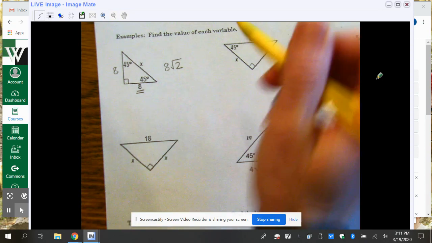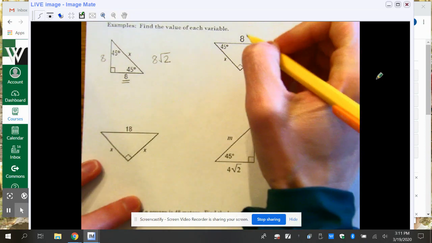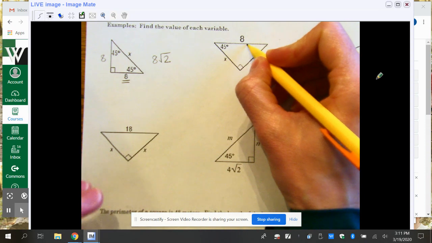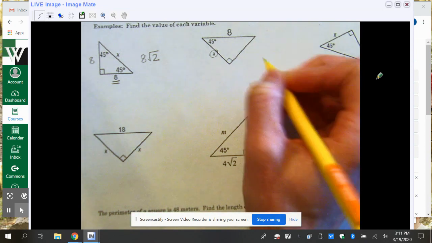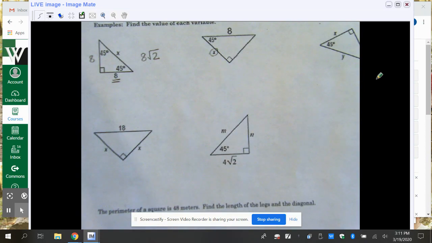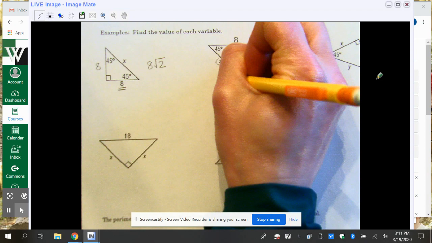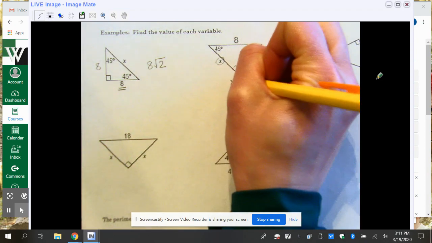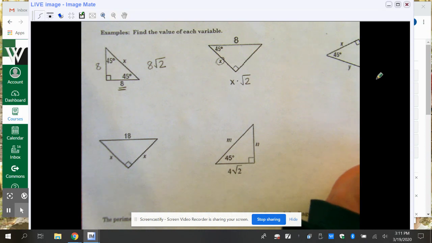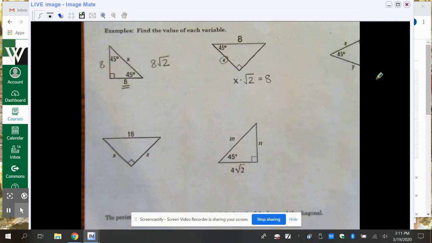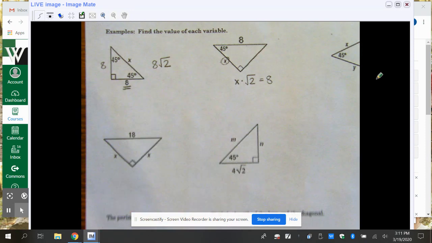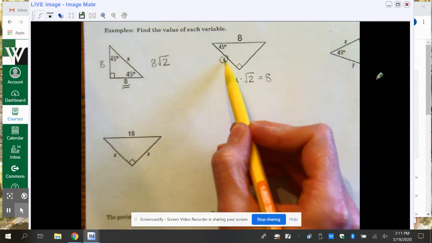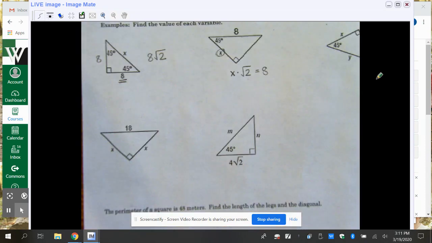Sometimes, though, we'll have to work backwards. So this right here is our hypotenuse. If I'm looking for x right here, I have to think about what I did to get radical 8. I took whatever that side is and multiplied it by the square root of 2. Just like here, that side was 8, and I multiplied it by the square root of 2 to get the hypotenuse. So whatever this is, I multiplied it by the square root of 2, and I got 8.